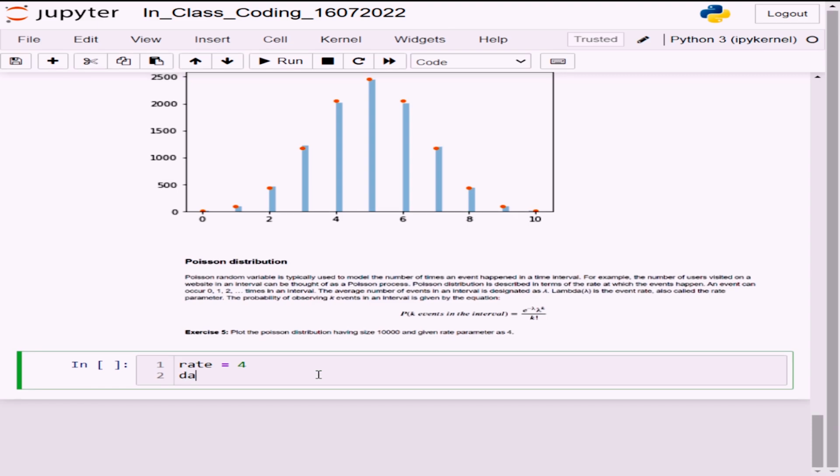So I'll create it. The code will be pretty much similar. So data underscore, I'm dealing with Poisson. Data is equal to, and I have already imported the required modules. So go for rate and the size.